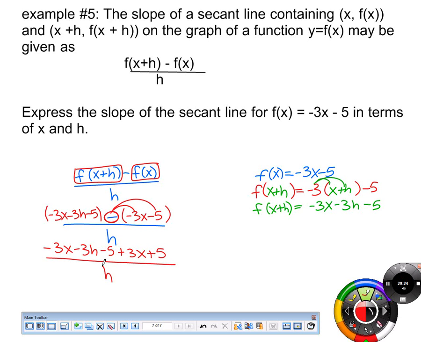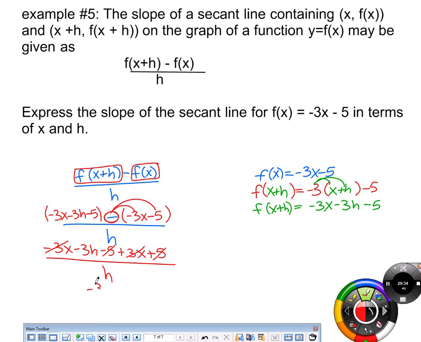Okay? So negative 3x and positive 3x will cancel each other out in the numerator. Negative 5 and positive 5 will also add up to 0 or cancel each other out in the numerator. So I'll just be left with negative 3h over h. Is that my final answer? The h's can cancel, right? Those are factors. And so my final answer is just going to be negative 3. The final answer to everything on the paper is not negative 3, but it just happened to be in both the problems we're looking at.